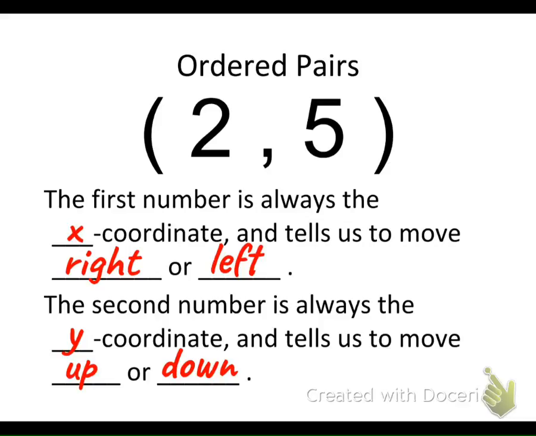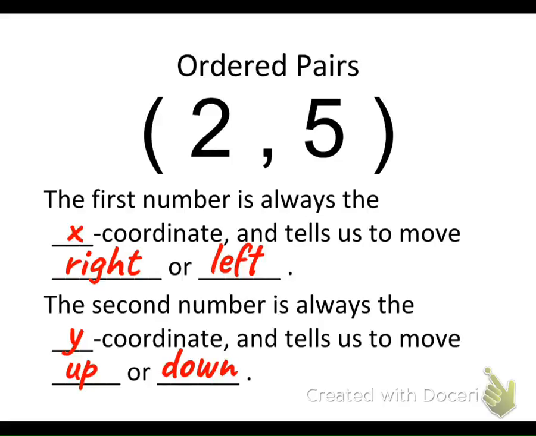So then the second number is always the y-coordinate. And that tells us if we're going to move up or down. So the 5 is our y-coordinate. It's going to tell us if we're going to move up or down. Now, again, the y-axis is just a number line flipped. So if I start at my origin and I go up, my numbers are going to be positive or negative? Positive. If I go down, my numbers are going to be negative. So the 5 will be, go up or down? Up.